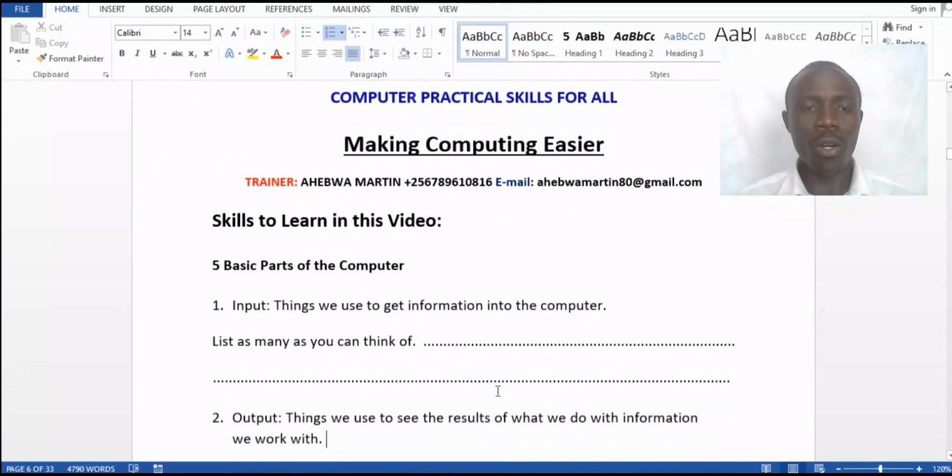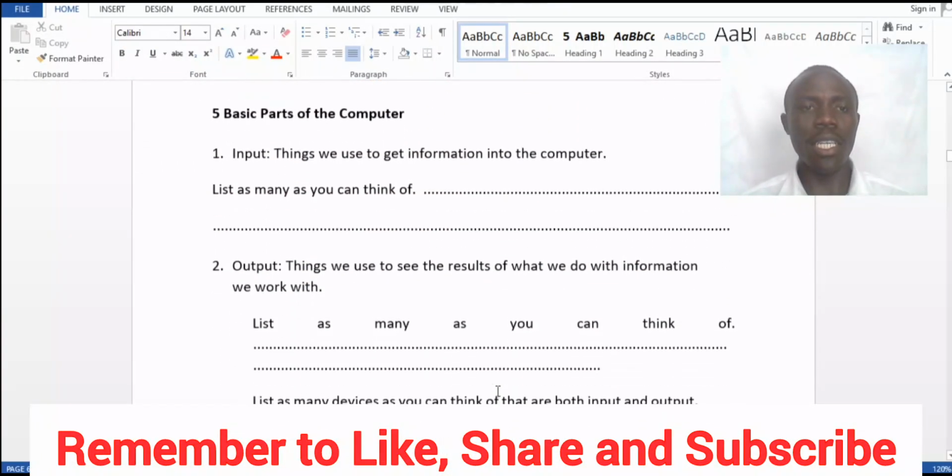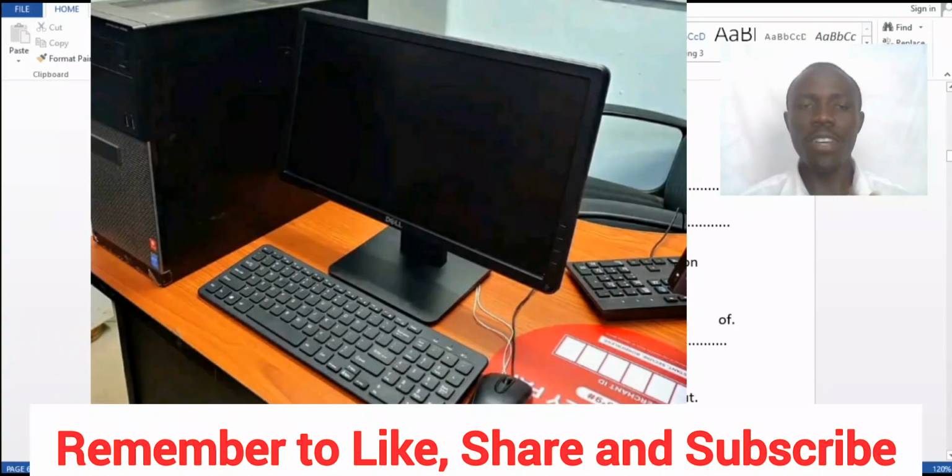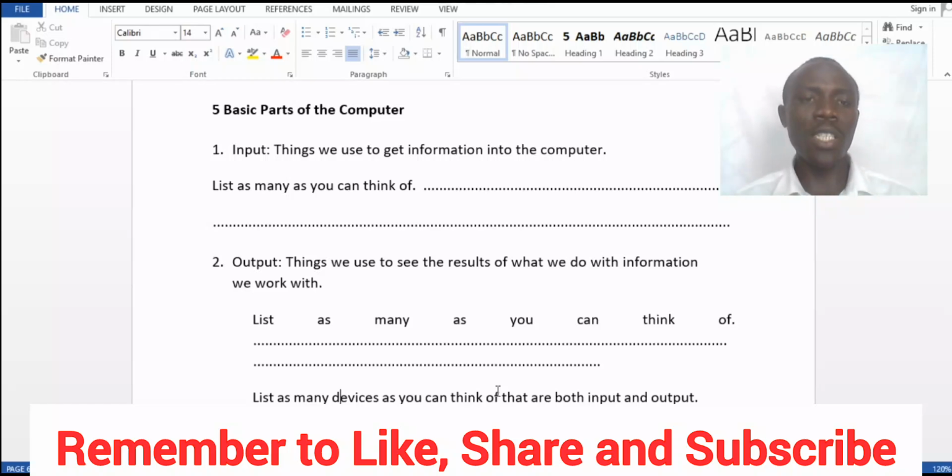So also in this lesson, let us look at the five basic parts of the computer. In this case, we have input. So what is the input?